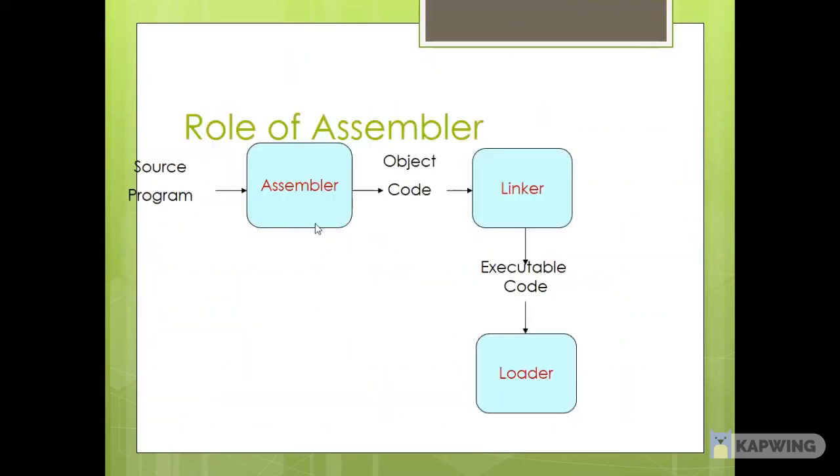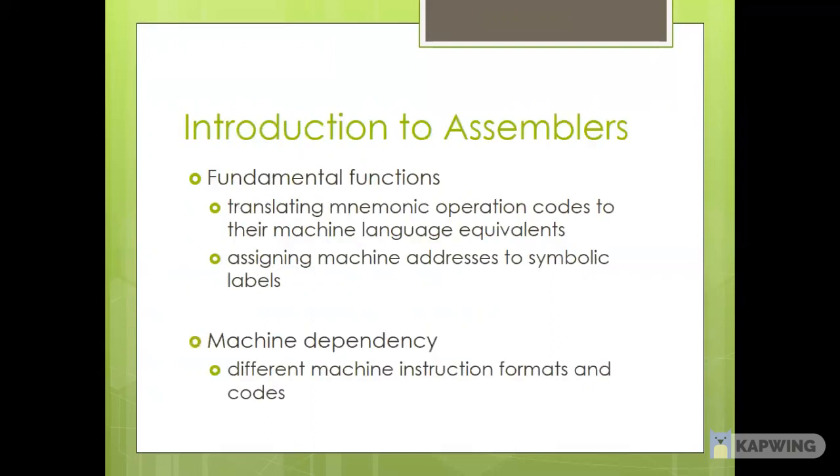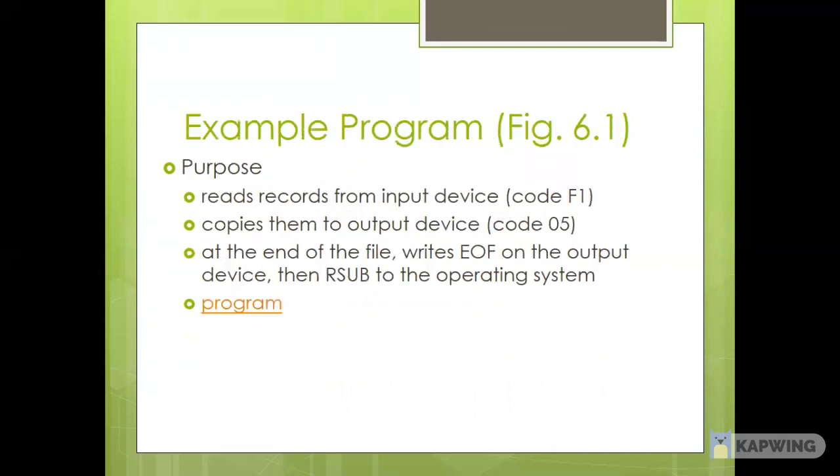Now the role of the assembler: from the source program, with the help of the assembler, we generate the object code. Then the linker produces the executable code, and the loader loads that code for execution. The assembler topics are: basic machine-dependent assembler features, machine-independent assembler features, and assembler design options. So what is actually an assembler? Its fundamental functions are translating mnemonic operation codes to their machine language equivalent and assigning machine addresses to symbolic labels. Then there is machine dependency: different machine instruction formats and codes.